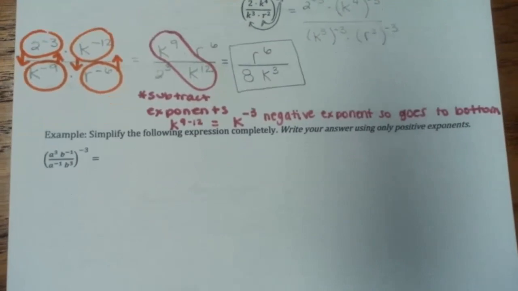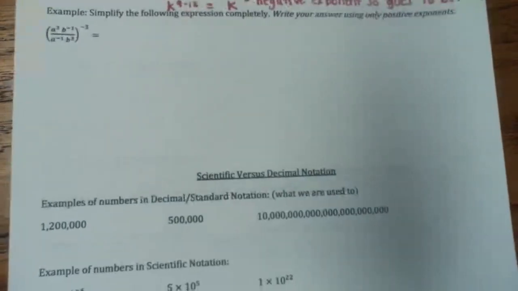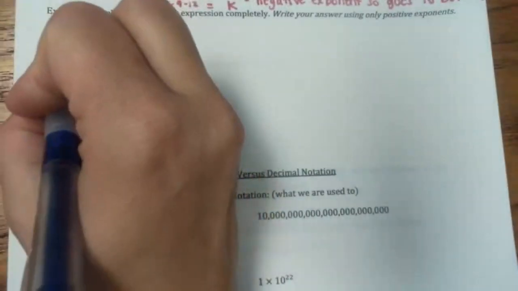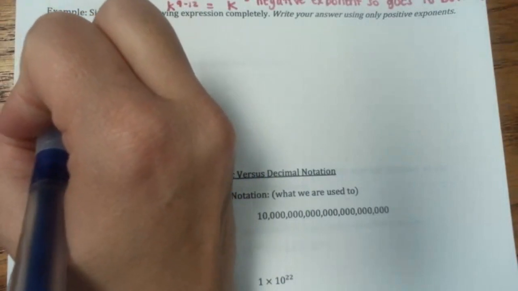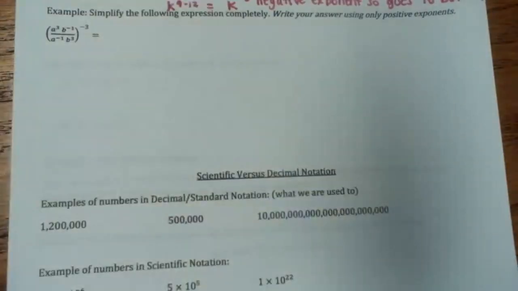Simplify the following expression completely. Write your answer only using positive exponents always. So a cubed b to the negative 1 all over a to the negative 1 b cubed, all to the negative 3.